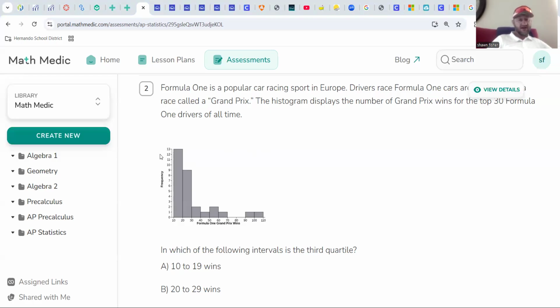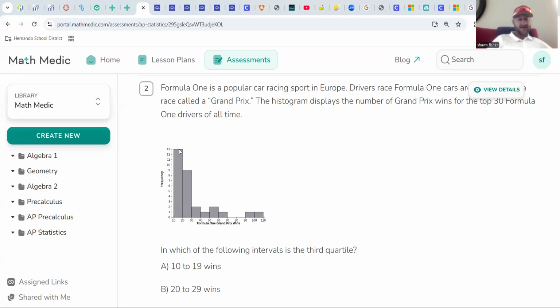So I want to know what is 75% of 30. And I could have just looked right here, right? I didn't have to go to my frequency table. I just want to make sure. Times 30. So where does 22.5 fall? That's the majority of my data.